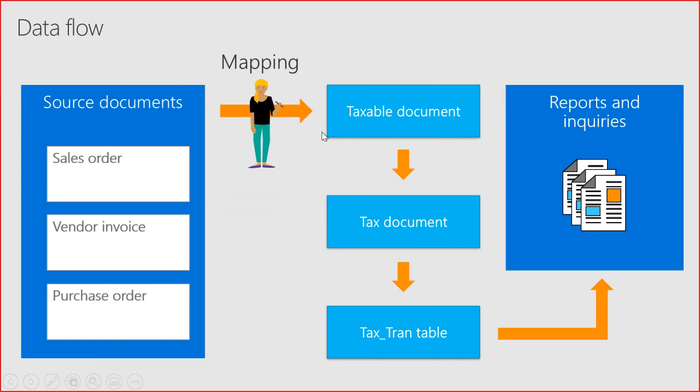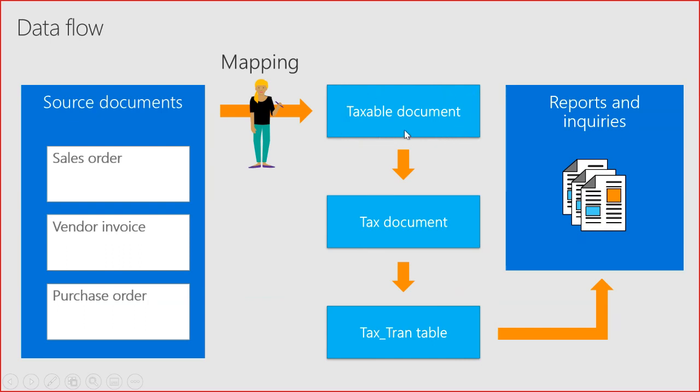And it is also an input for tax document. Tax document is a place for you to maintain the tax logic, including tax calculation, tax applicability, and tax posting. And in order to get the value from the source document in FinOps, like sales order or vendor invoice, you need to have a model mapping to map the value into the taxable document we defined in the configuration.